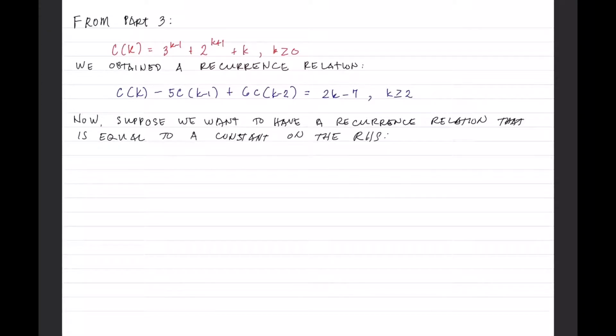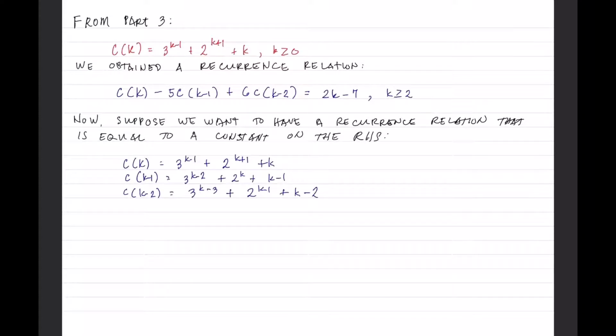So to do that, we have to recall the 6 equations that we have in the previous lecture. So the first equation was c of k is equal to 3 raised to k minus 1 plus 2 raised to k plus 1 plus k. Then we have c of k minus 1, which is equal to 3 raised to k minus 2 plus 2 raised to k plus k minus 1. Then we have c of k minus 2, which is equal to 3 raised to k minus 3 plus 2 raised to k minus 1 plus k minus 2.